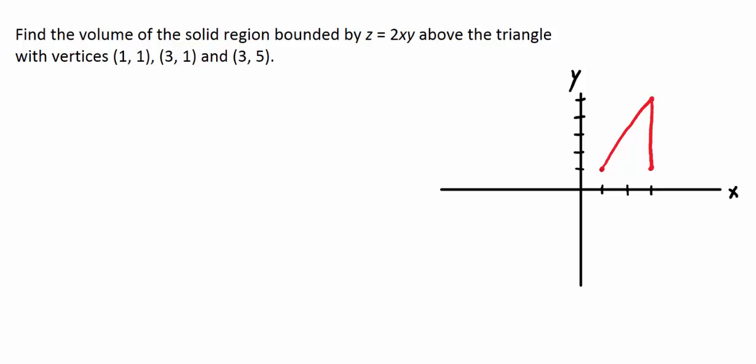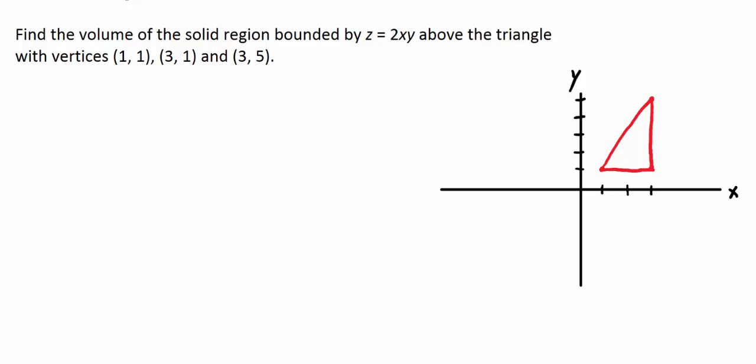So I'm drawing the boundary. The boundary is the triangle. R is the inside of it, right? Okay. So we want to find the volume between this region R, defined by the triangle, and the surface z equals 2xy. How do we do it?